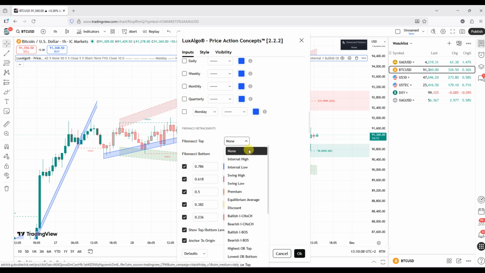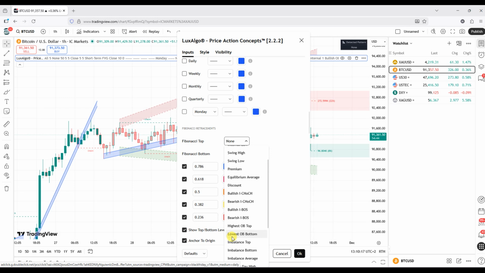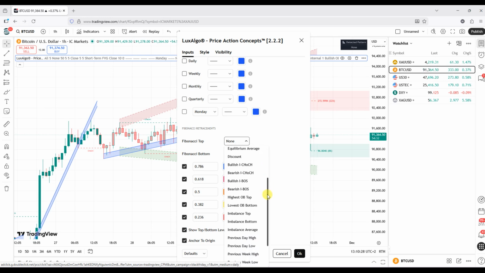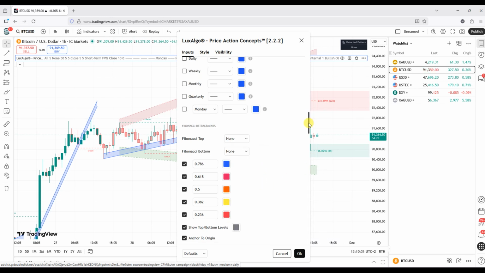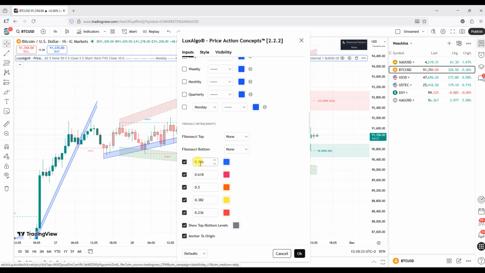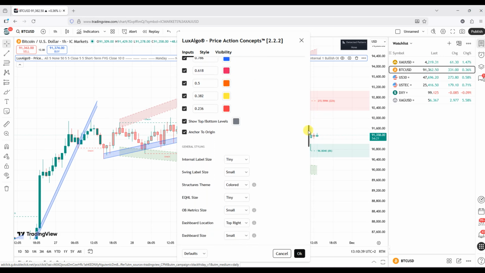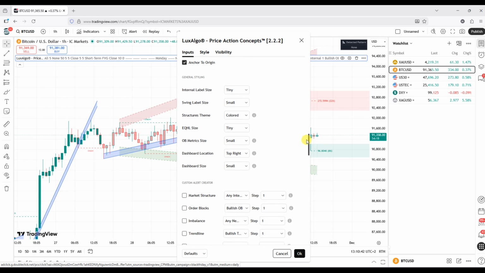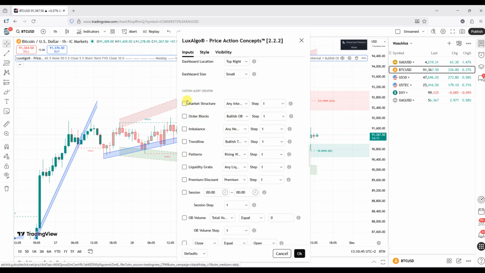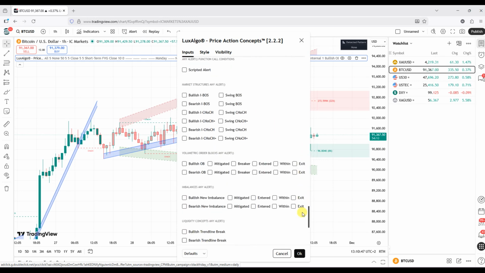And this is for the Fibonacci experts: if you are a real expert in Fibonacci levels, then you can take the lowest order block bottom, highest order block top, bearish breakout structure, bearish change of character, discounts, premium, swing lows, swing highs, depending on how expert you are in Fibonacci levels. Once you select them, the Fibonacci levels will come as per these golden numbers. And general styling, tiny, small, color, top right, custom alerts, these are alerts. So yeah, we don't look much into this.